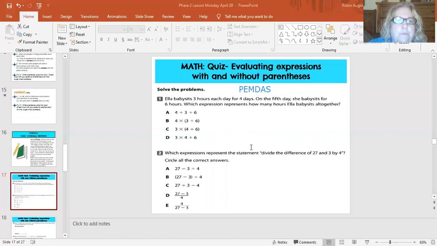All right. So Ella babysits 3 hours each day for 4 days. Okay, that's 3 hours a day, 4 days. On the 5th day, she babysits for 6 hours. Which expression represents how many hours Ella babysits altogether? Okay, so we are looking for 3 hours each day for 4 days. So 3 hours times 4 days. Okay, here's this one down here. D says 3 times 4.